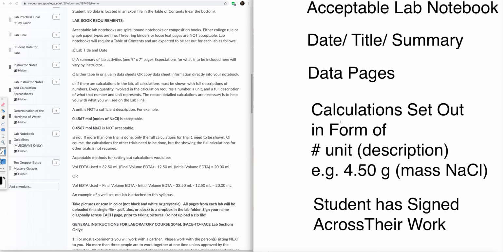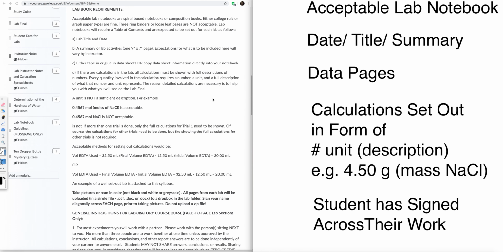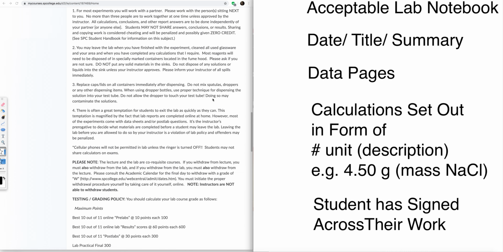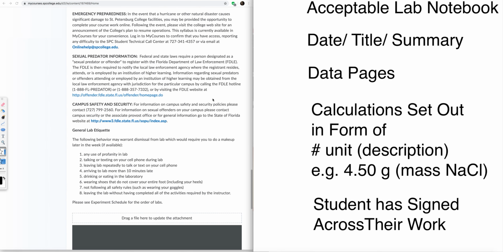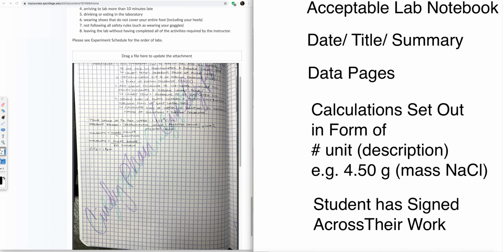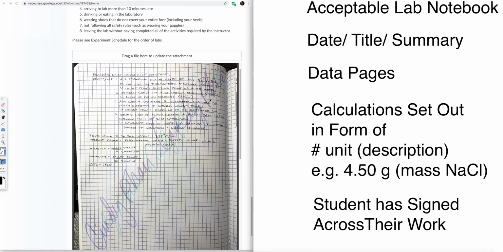And you can see these are the different requirements that I want you to make sure that you abide by when selecting a lab book and then setting it out. So down the bottom here of the syllabus, I've got an example of a good lab book attached, and here it is as well. You can see that this student definitely has an acceptable lab notebook. They've chosen a graphing type one, that's fine. As I said, other ones are going to be quite acceptable.